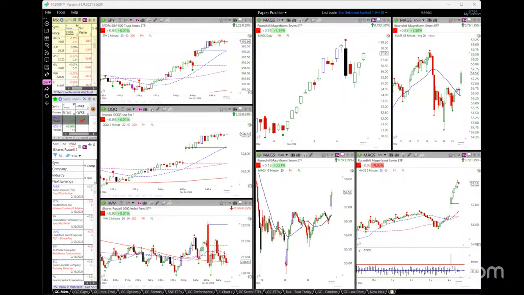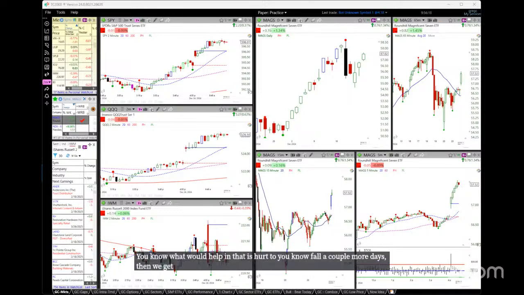Axta I've been watching cannot make the turn. You know what would help in that is for it to fall a couple more days, then we get capitulation volume to show a washout.